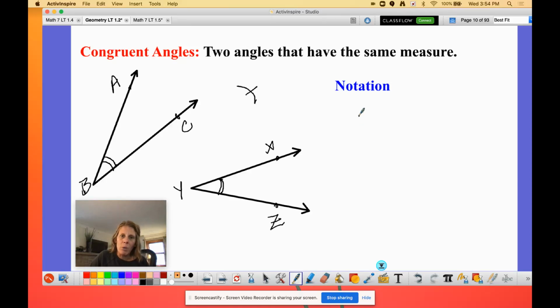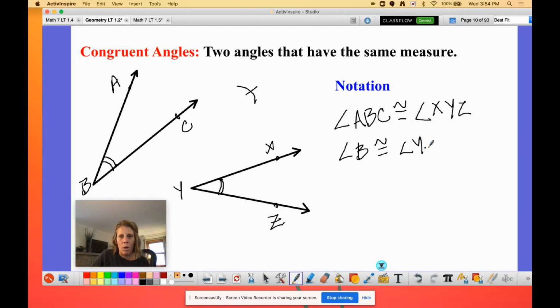All right, and our notation for this would be angle ABC is congruent to angle XYZ. We could also name this angle B is congruent to angle Y, or we could name them the other way also.